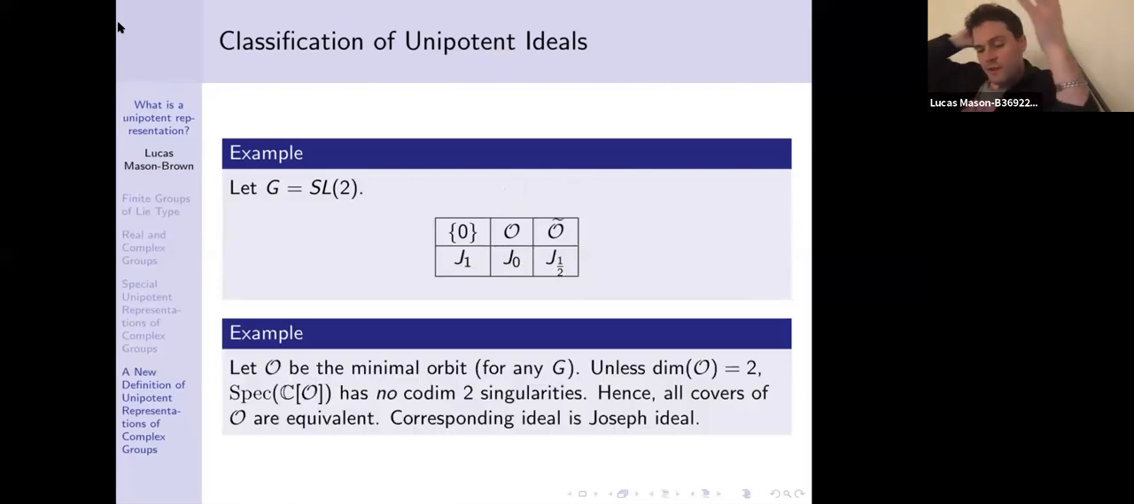On the other hand, if you take a minimal orbit for any group, which let's say has dimension bigger than 2, then there are no codimension 2 orbits in the boundary, and therefore no codimension 2 singularities in the affinization. And consequently, no codimension 2 singularities in the affinization of any cover. So it follows from our definition that all of the covers of the minimal orbit are equivalent, and hence there's only one unipotent ideal there, which turns out to be the Joseph ideal.